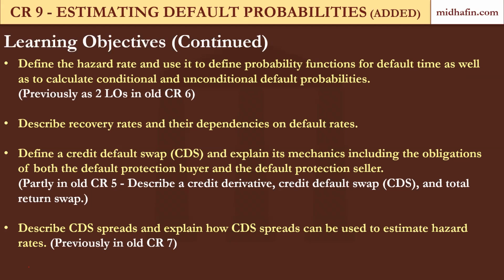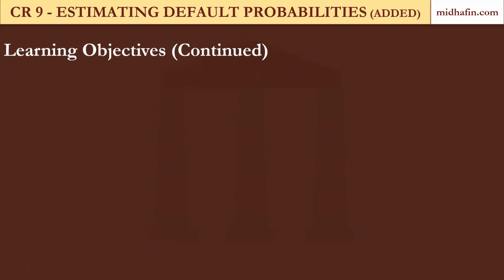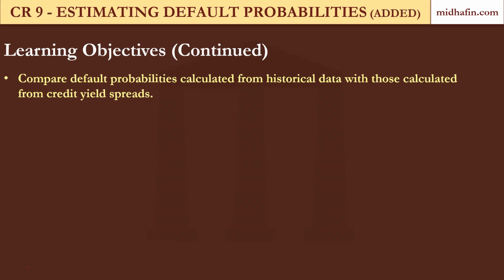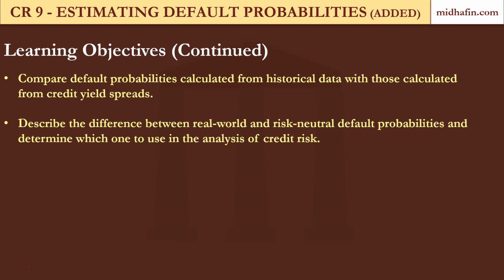Yes, they'll have to go through the entire course once again, but it will not be that they're covering it completely for the first time, right? It will be easier for them. And then this is a new one, CDS bond basis. This is very, very important. Next, we have comparison of default probabilities from historical data with the default probabilities calculated from credit yield spreads. Then we have the difference between real world and risk neutral default probabilities and determination of which one to use in the analysis of credit risk.